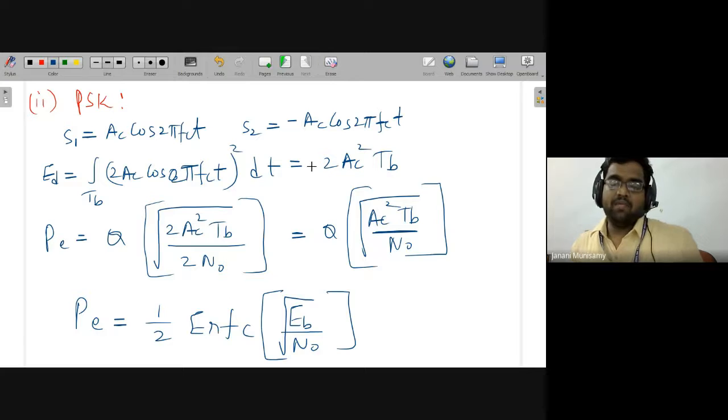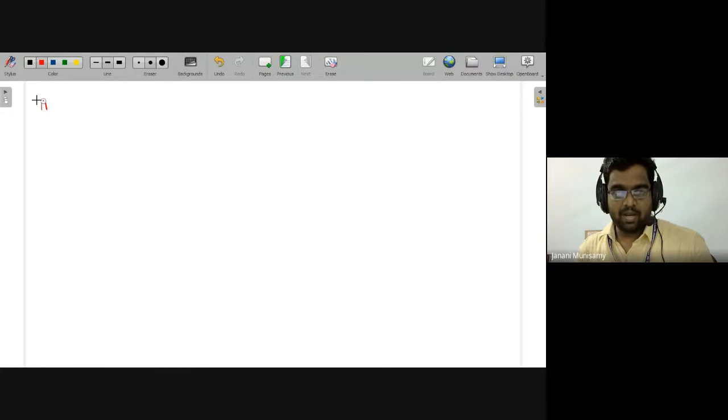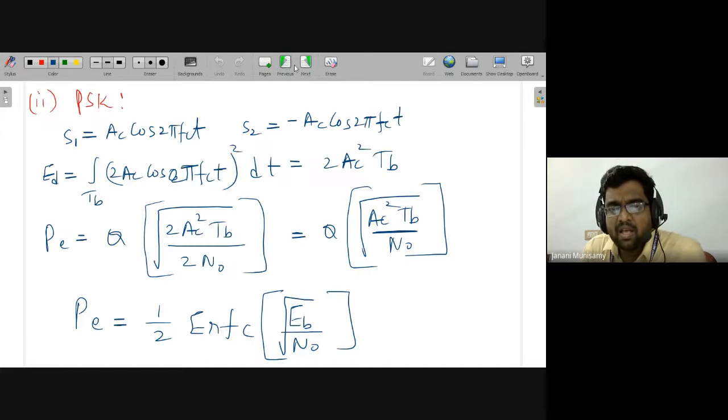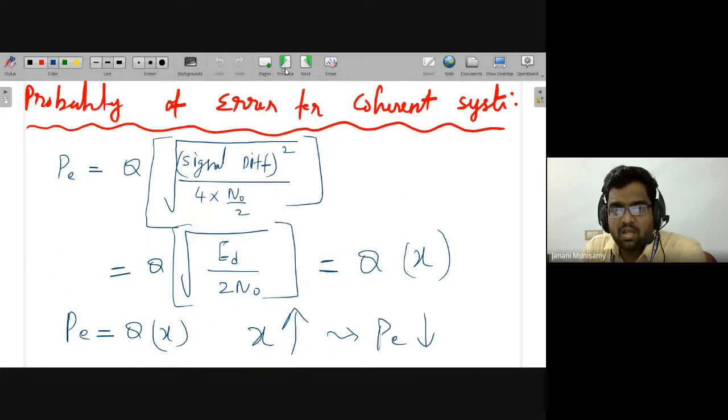Again, in the same manner, we have to calculate for FSK also, but that is somewhat complicated. So directly I will write for FSK. For FSK also, we have to calculate like this. Then what will be the probability of error for FSK? That we can easily write just by comparing ASK and PSK.